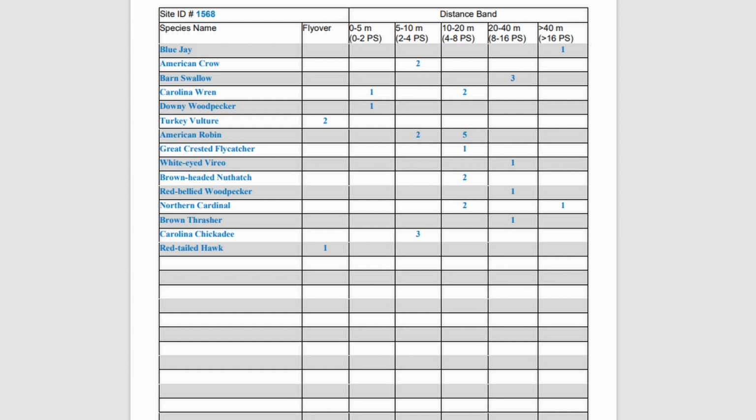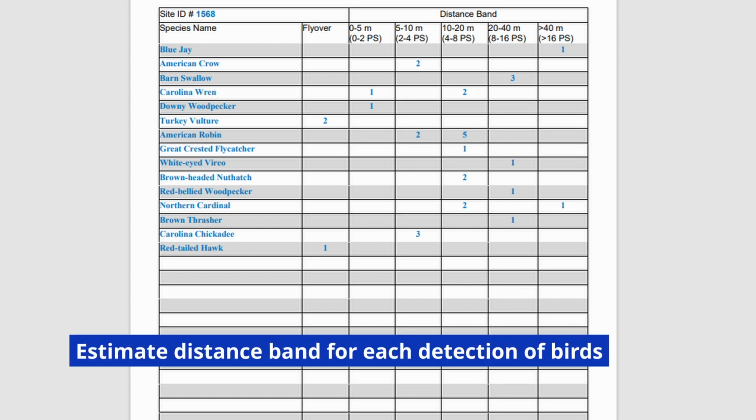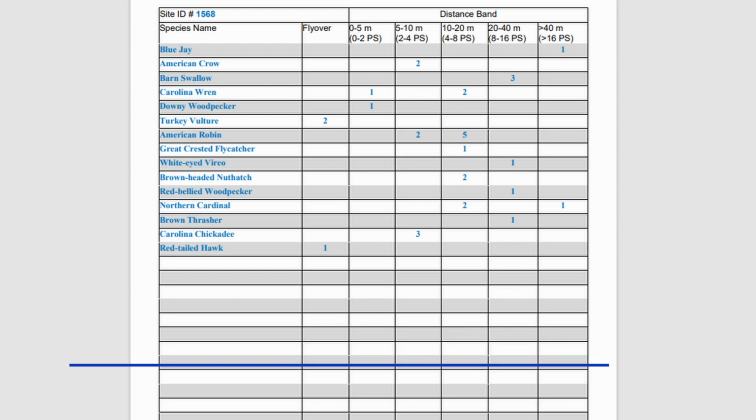You could be also seeing a Carolina wren 1 parking space away from you and another 2 at the 10 to 20 meter distance band. So you write down Carolina wren under species name, and write down 1 under 0 to 5 meter column, and write down 2 under 10 to 20 meter column. The main idea is that you estimate the distance from you for each detection of birds.